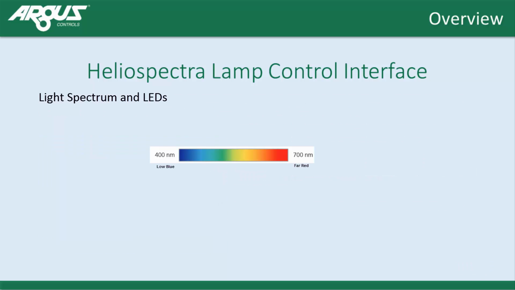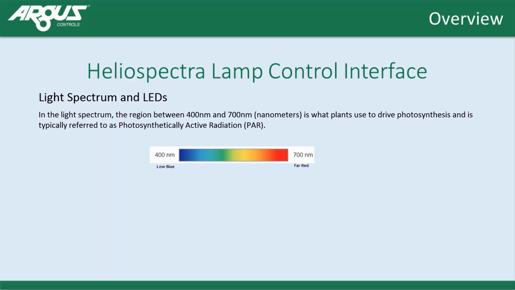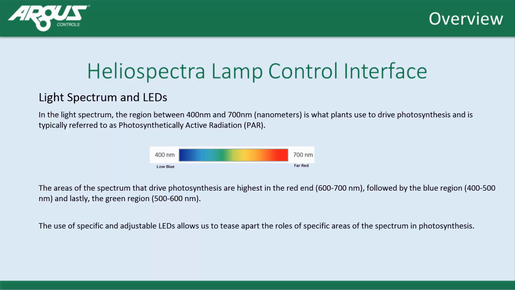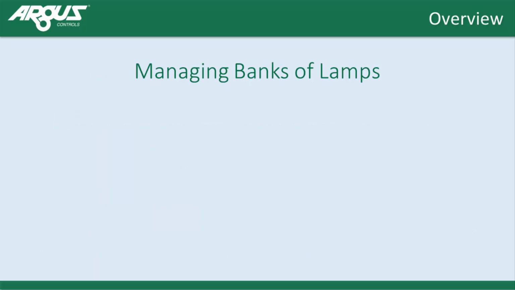Light spectrum and LEDs. In the light spectrum, the region between 400 and 700 nanometers is what plants use to drive photosynthesis and is typically referred to as photosynthetically active radiation, or PAR. The areas of the spectrum that drive photosynthesis are highest in the red end, 600 to 700 nanometers, followed by the blue region, 400 to 500 nanometers, and lastly the green region, 500 to 600 nanometers. The use of specific and adjustable LEDs allows us to tease apart the roles of specific areas of the spectrum in photosynthesis.